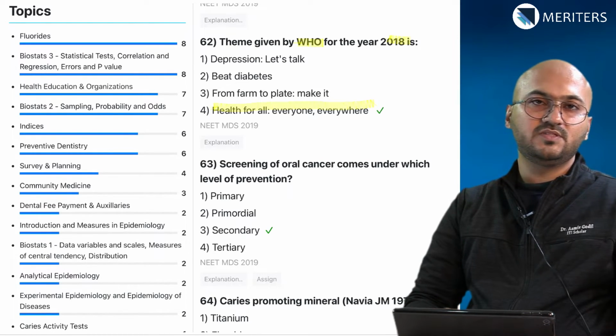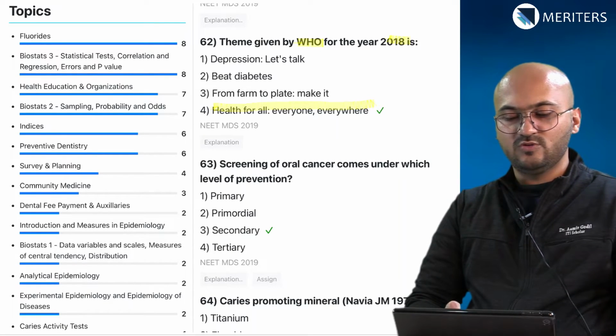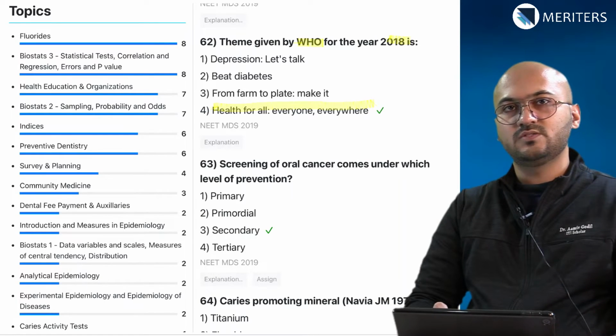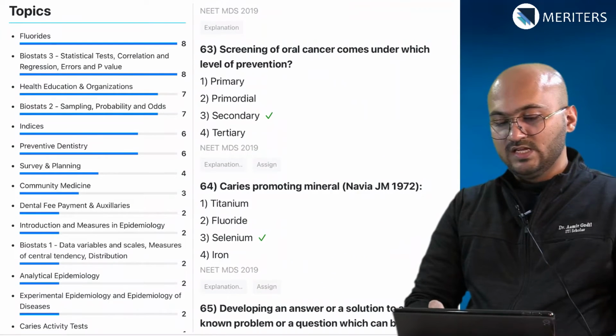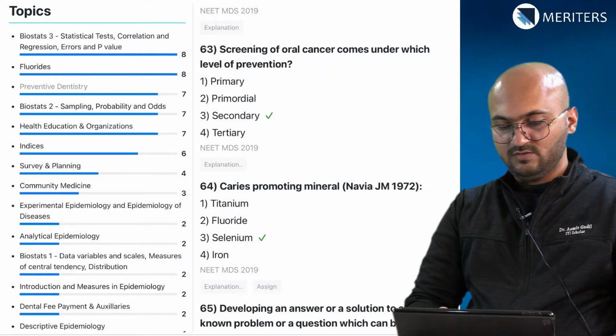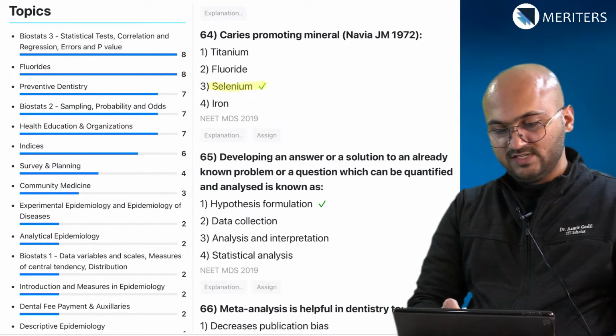All WHO themes, in fact the current theme should be most important. Like you can see in 2019 they asked the 2018 theme. So you should know the themes plus 1 year from the previous exam. Screening of oral cancer comes under which level of prevention? Levels of prevention, preventive dentistry. Caries promoting mineral, repeat question, selenium.